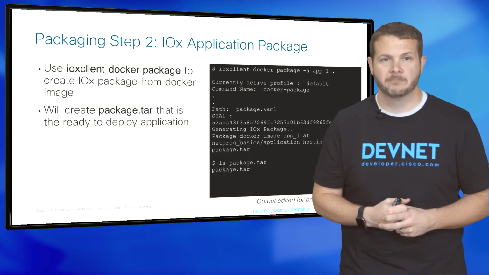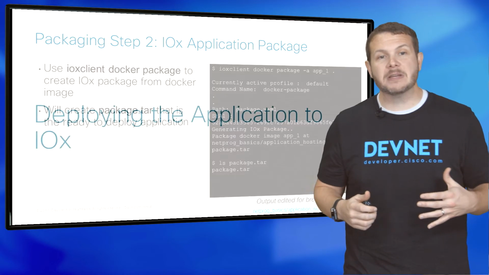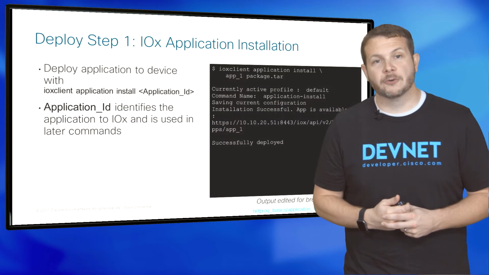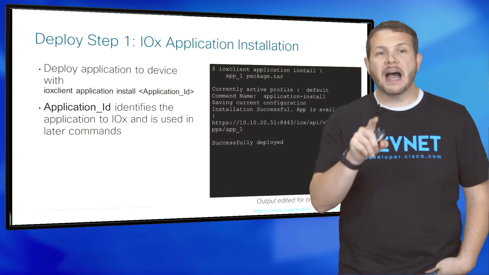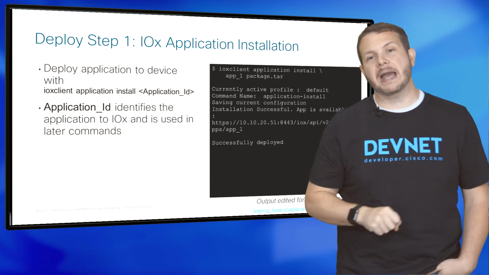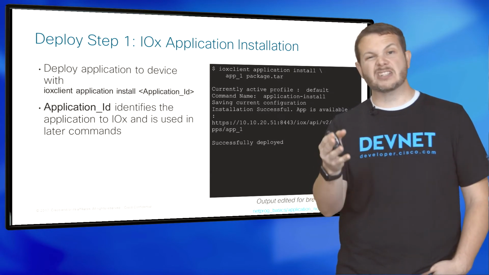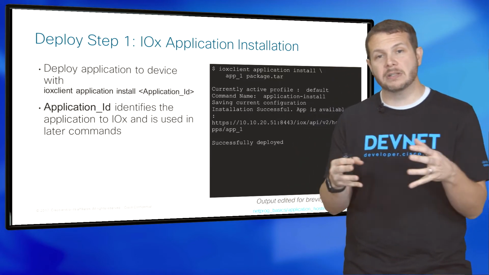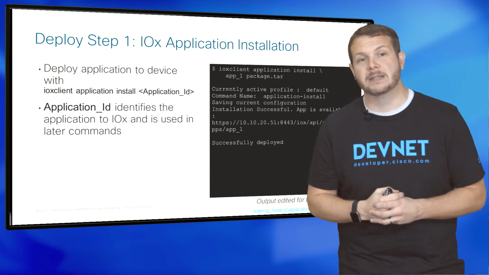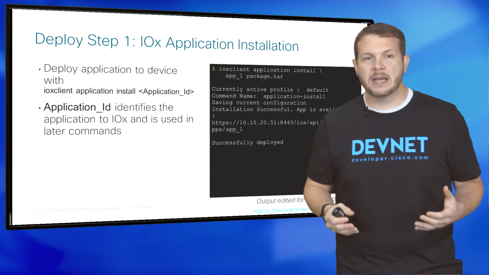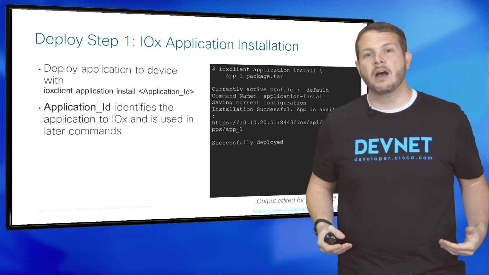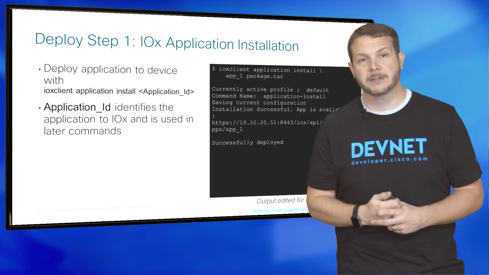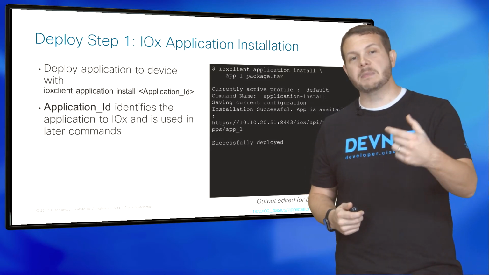With the application packaged, now we can actually deploy this or send it up into the IOX environment. The first step in this process is installation. ioxclient application install, give our application a nice name, app1 for consistency, and then package.tar, which is that bundled application, or that bundled package that we created in the last step. This then installs this application by copying it up into the network device that we're targeting based on our profile inside of ioxclient. Now the installation copies it up, makes it available.